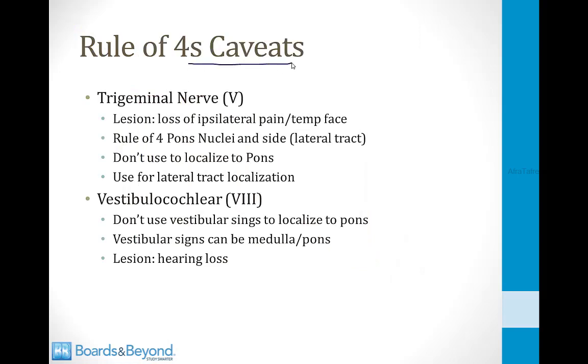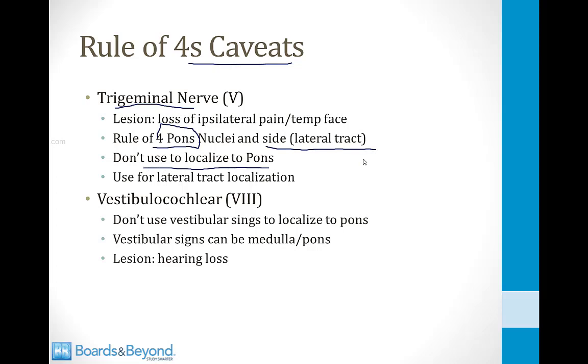Let me mention a couple of caveats I've learned from applying the rule of fours to brainstem problems over time. The first involves the trigeminal nerve. A lesion of cranial nerve 5 gives you loss of ipsilateral pain and temperature sensation to the face. This applies to 2 points in the rule of fours. First of all, cranial nerve 5 localizes to the pons according to the rule of fours. It also localizes to the side. It's a lateral tract. My advice to you is don't use it to localize to the pons.